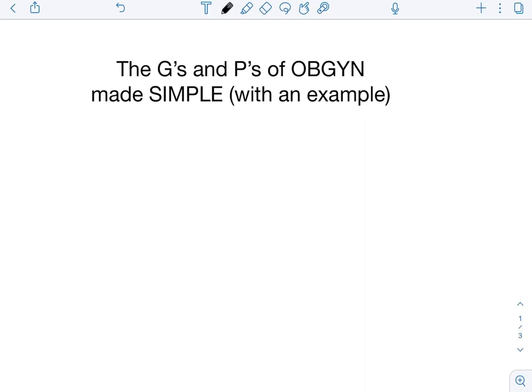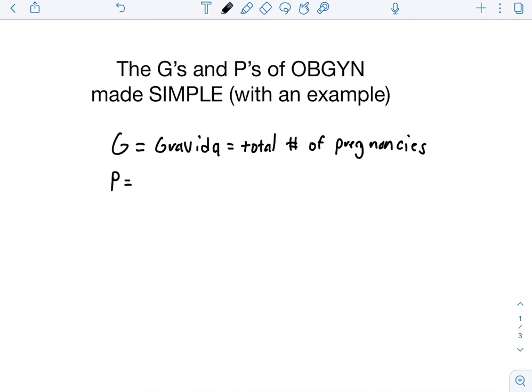So the first thing you need to know is that G stands for gravida, and gravida is equal to the total number of pregnancies. And then next, we're going to get into the P's. Now, P stands for para, and the P portion of the G's and P's can actually be broken down into 4 components, and those are listed out with the acronym TPAL. So now that we've written that out, let's go ahead and get into those specific components of TPAL.